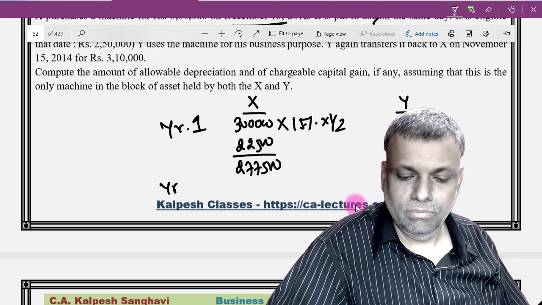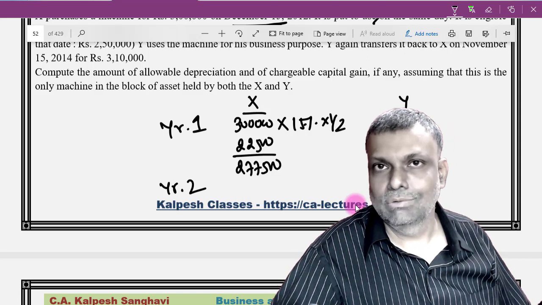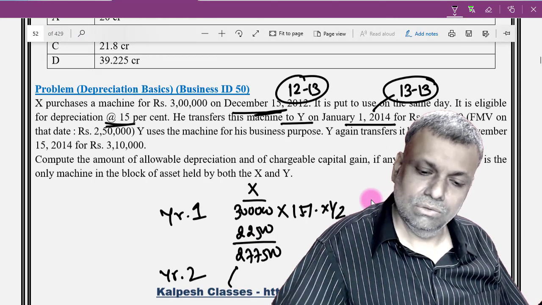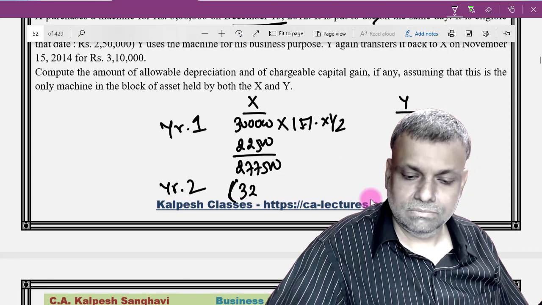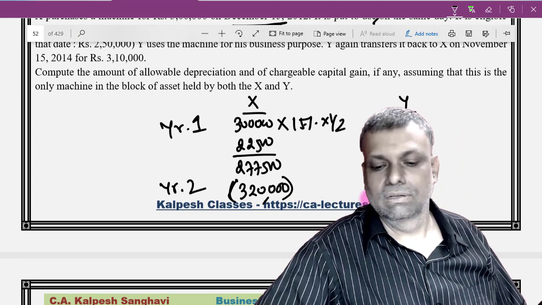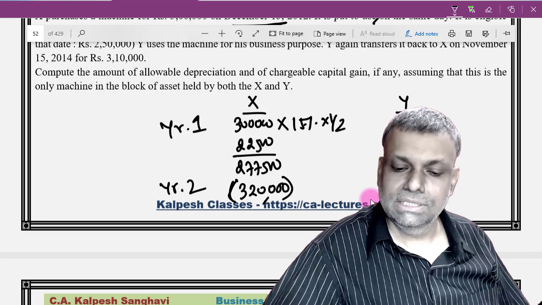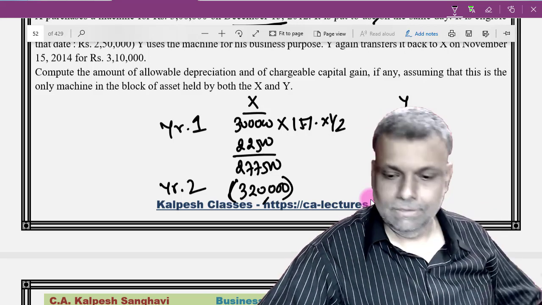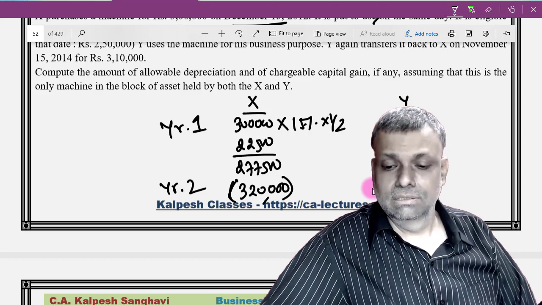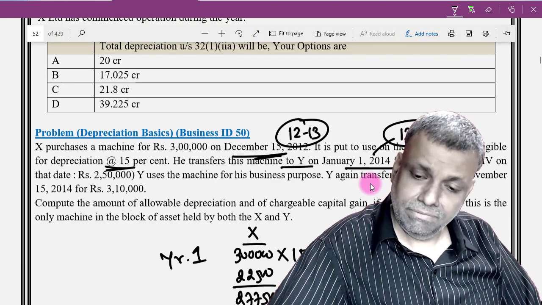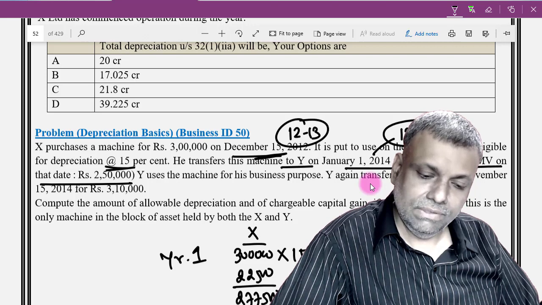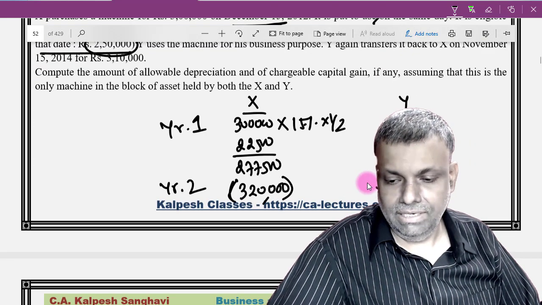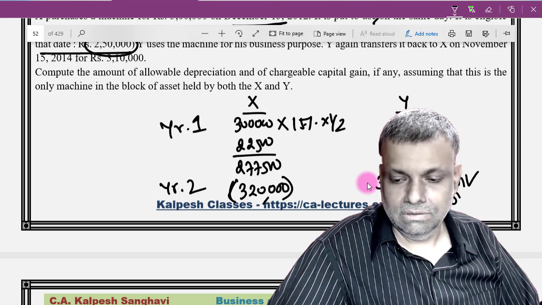Now year number 2. In year number 2, there is no asset acquisition, so straight away there is a sale price. So how much is it sold for? 3,20,000. So what is Y purchasing for? Y is also purchasing for 3,20,000. But the officer says that the fair market value is only 2,50,000. So FMV is only 2,50,000.